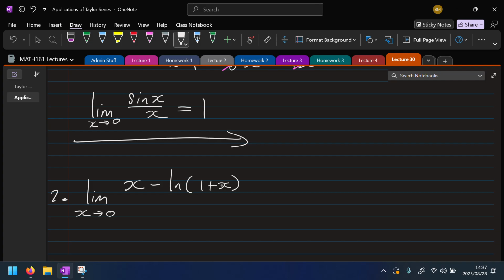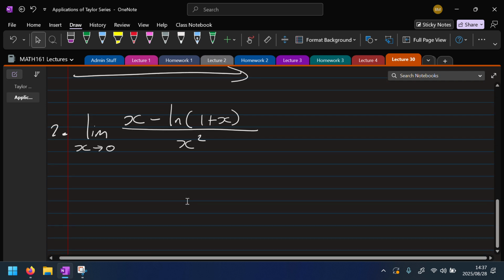of 1 plus x over x squared. Okay, so for this example, what happens when x goes to 0? The top is going to go to 0, the bottom's going to go to 0. You would have to use L'Hopital's rule. Okay, now we're going to try to do something else. So instead of doing L'Hopital's rule, we're going to use this Taylor series approach. For homework, do L'Hopital's rule. It'll be good practice.